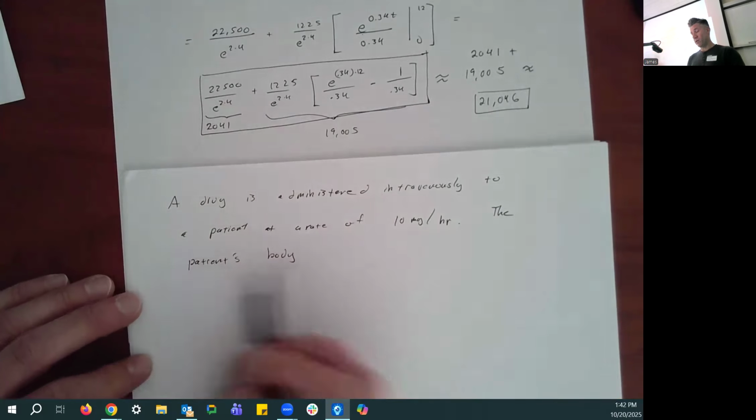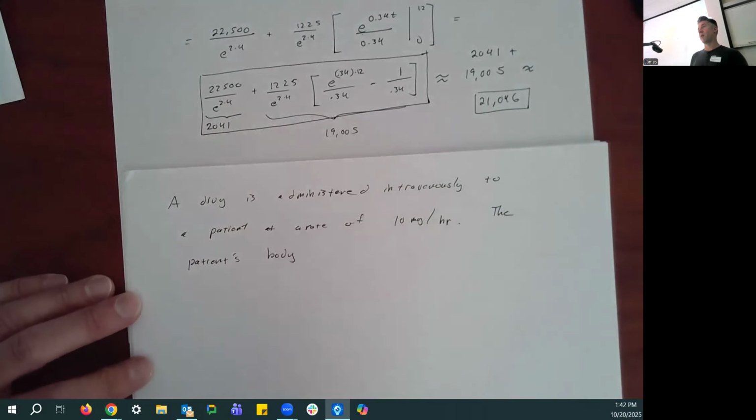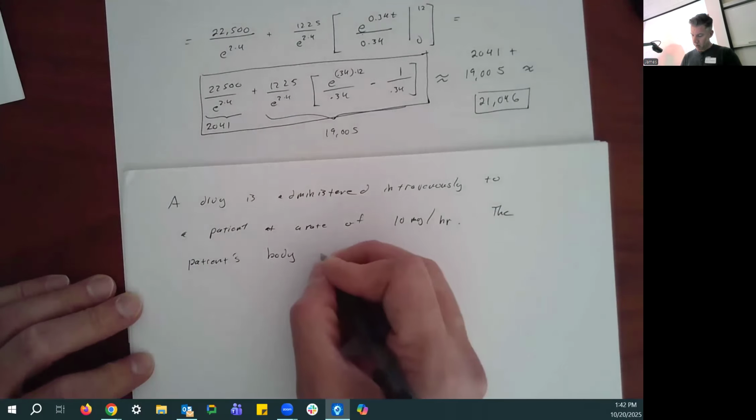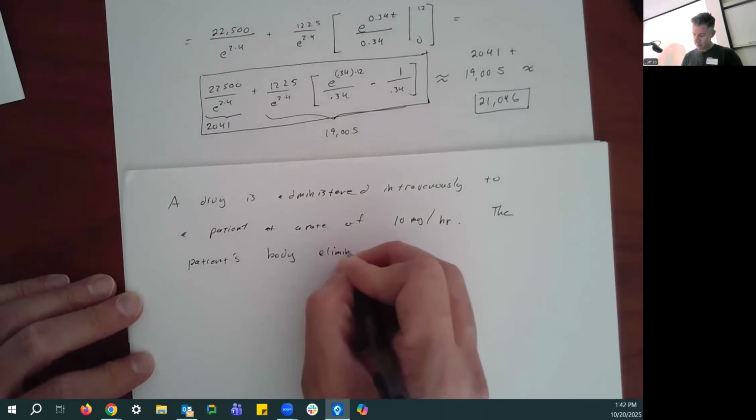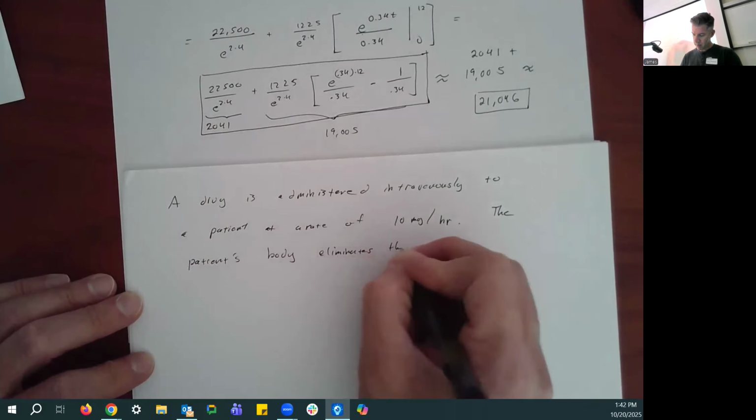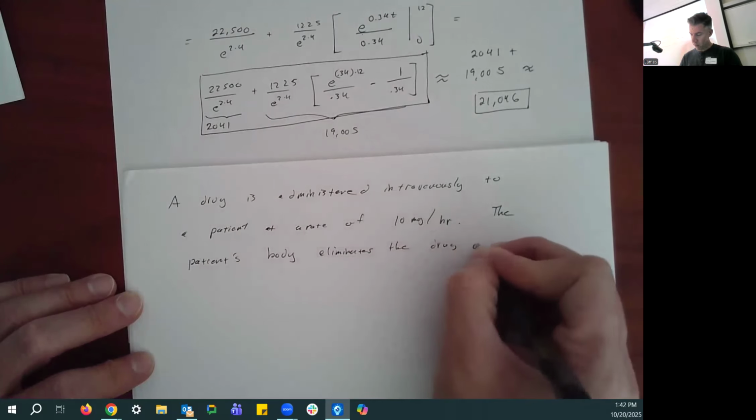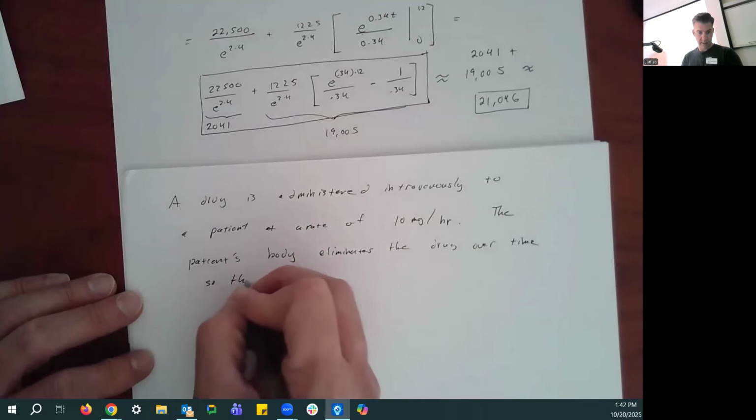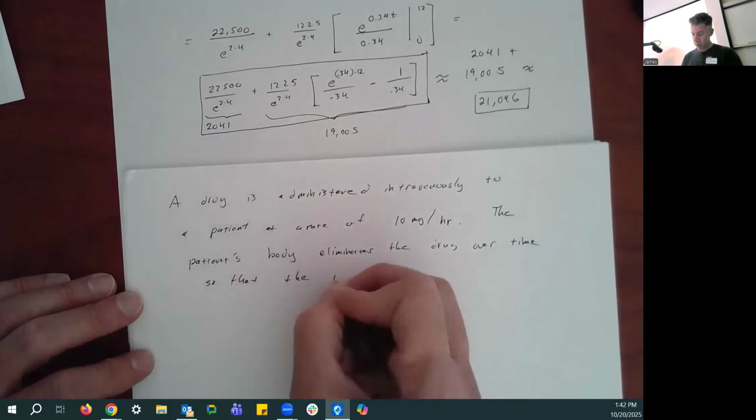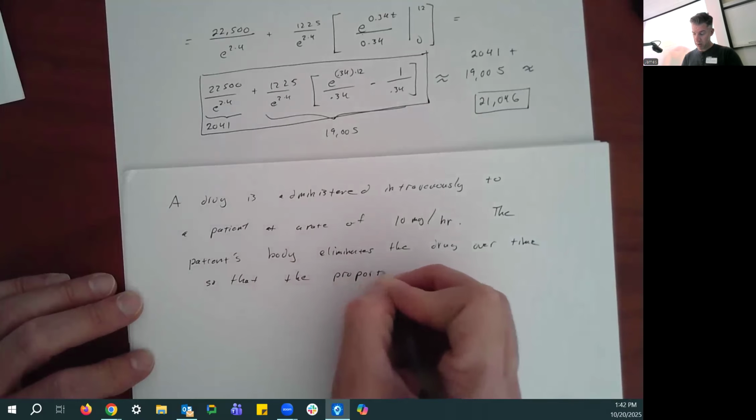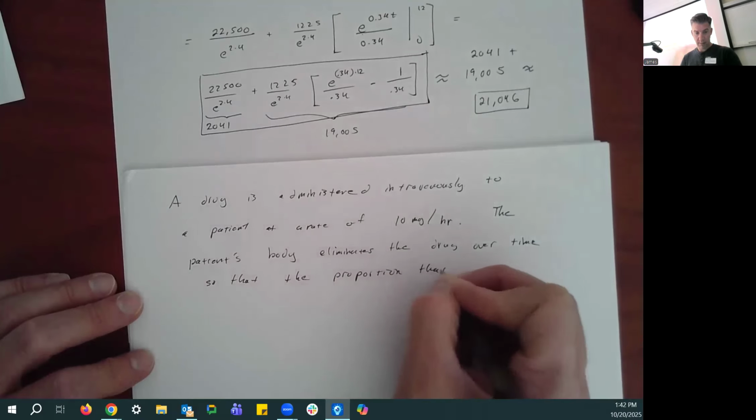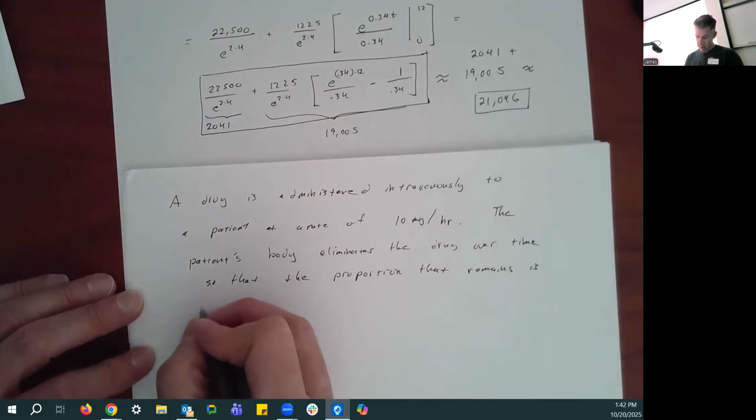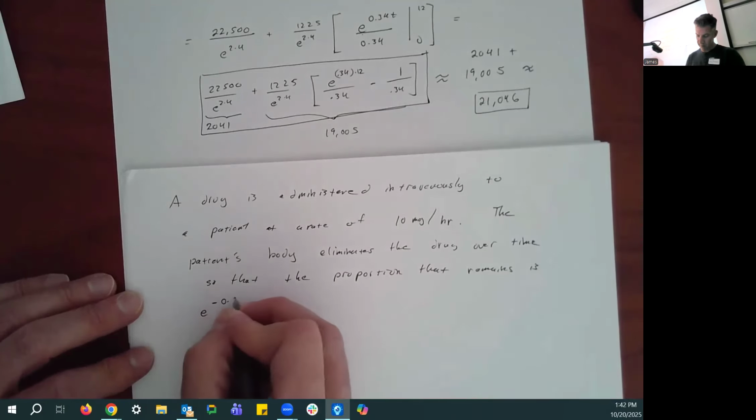So you can write down all these words, but you might just try writing down the things we're going to try to interpret as what's what. The patient's body eliminates the drug over time so that the proportion that remains in the body is e to the negative 0.25 times t.